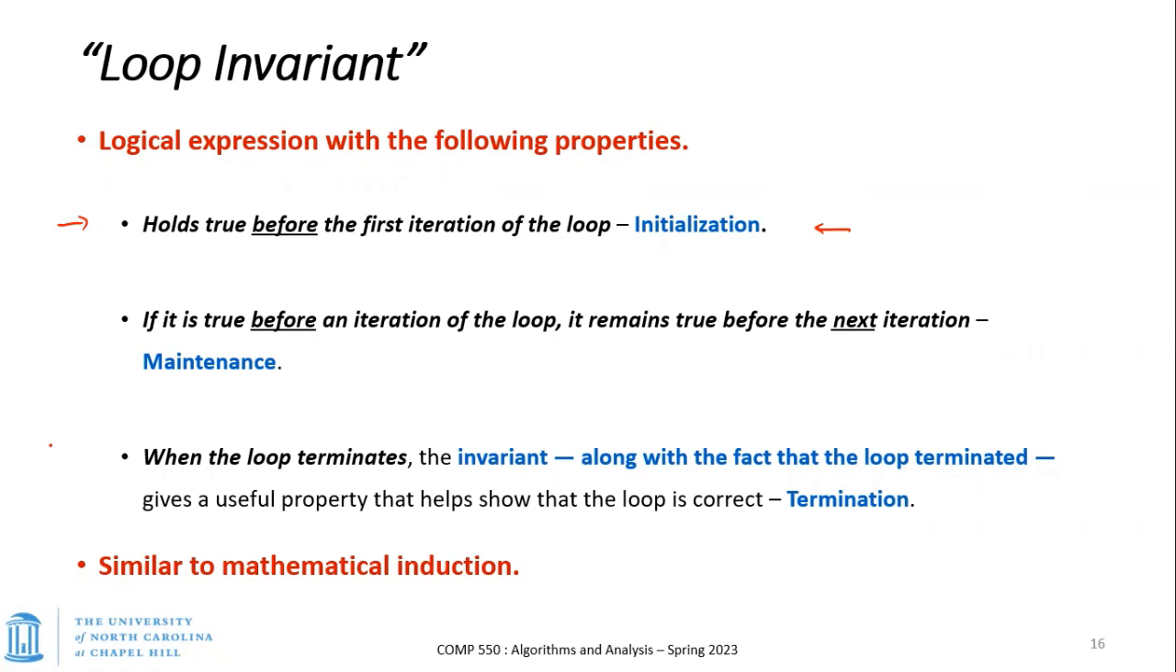And when the loop terminates, first of all, you have to be able to show that the loop will terminate. The fact that the loop terminates is an important component of the proof. Then, if the loop terminates, the invariant gives you some useful property, and that useful property will be used in actually proving the correctness of the algorithm. So initialization, maintenance, and termination are the three components of that logical expression that you have to think about.